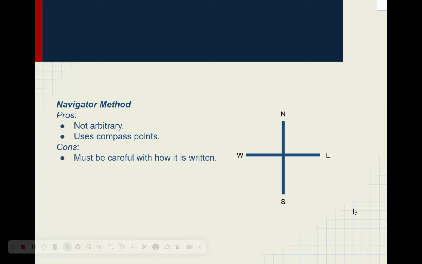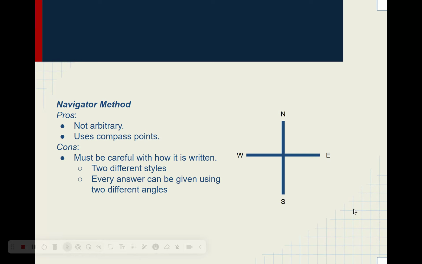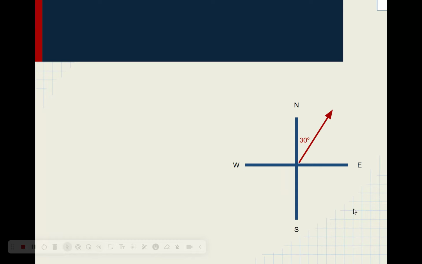Now, the disadvantage is that you have to be careful with how it's written. That's the biggest problem that we've got, because there are, like I said, two different styles to the navigator method. This is the one that's split into the old way and the new way. It does mean also that because we can be doing angles from various compass points, and you'll see what I mean about this in a moment, you can even have two different number values for the angles, and that can make it a little bit weirder.